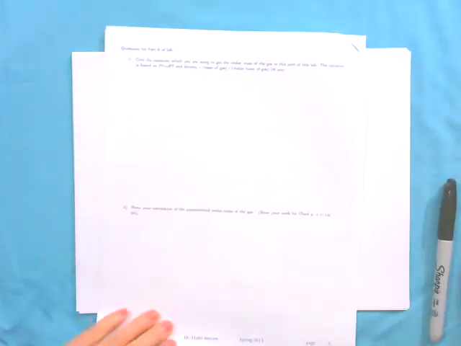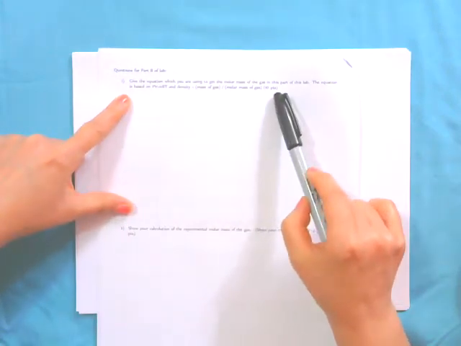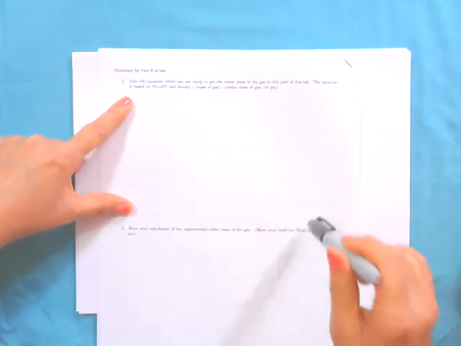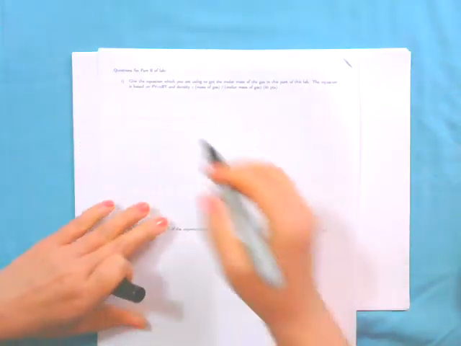All right, so then we go on to our data for part 2. Here's all our calculations for part 2. And then here are the questions for part 2. The questions here are, give the equation that you're using in the molar mass of the gas, and that's part of the experiment. And this is related to PV = nRT.